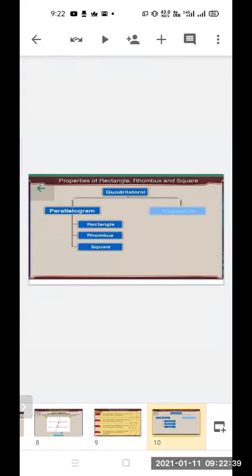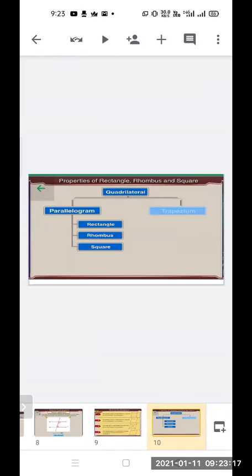Next we are going to study properties of rectangle, rhombus and square. All these types of quadrilaterals we have discussed. Earlier I told you, children, that there are two major forms of quadrilateral: first is the parallelogram and second is the trapezium. So rectangle, rhombus and square are forms of parallelogram.